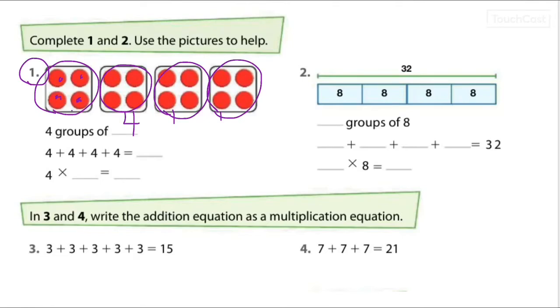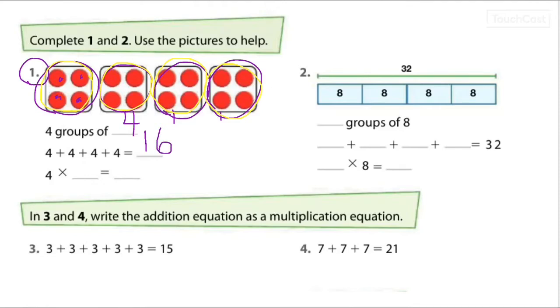You could solve it by counting each one. You could do some skip counting. You can add as you go. I'm going to try adding as I go. So I'm going to start with 4. 4 plus 4 is 8. 8 plus 4 is 12. 12 plus 4 is 16. So 4 plus 4 plus 4 plus 4 is 16.